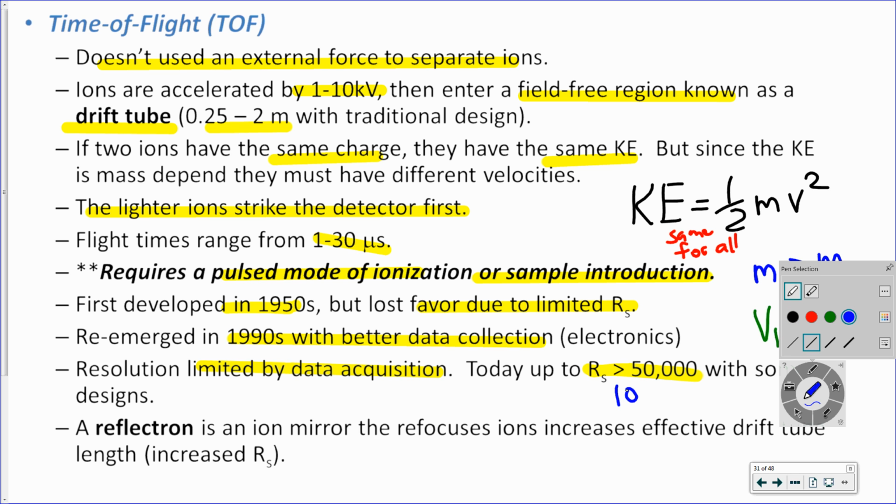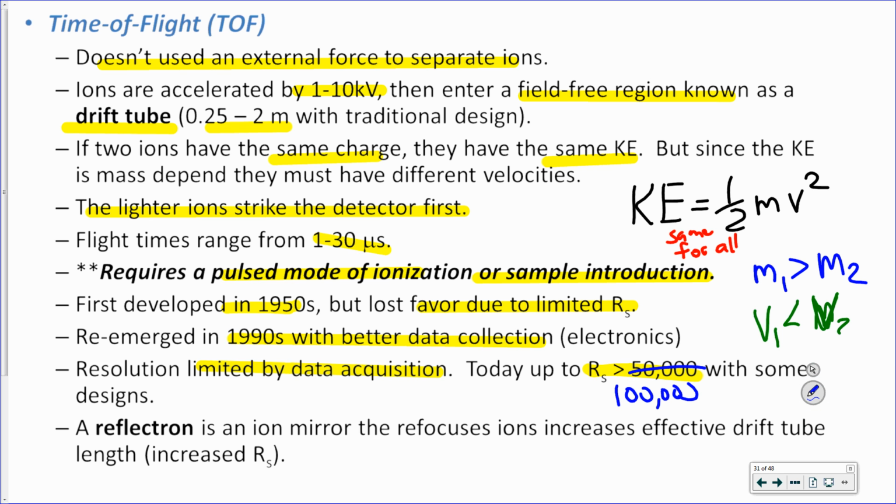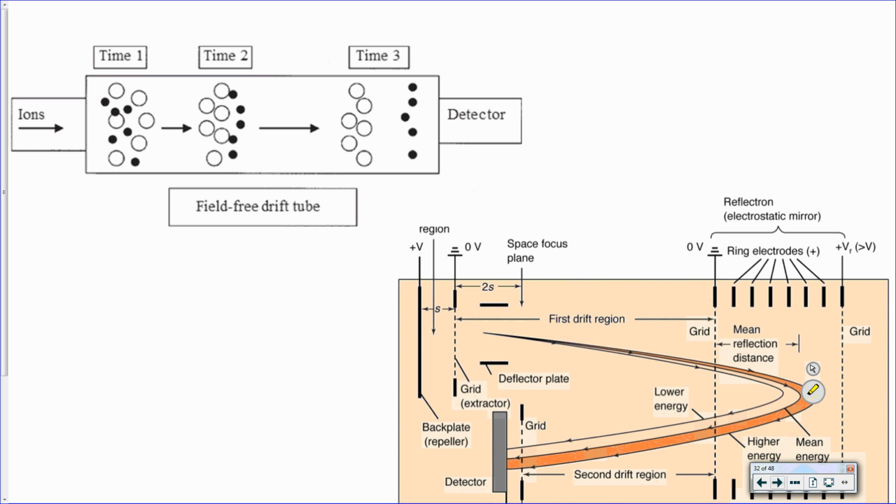Standard instruments today can reach 100,000 resolution, but they can use different designs, and I'll show you how they can take it much higher than that. You play tricks to effectively increase your flight path. A reflectron is an ion mirror that refocuses the ions and effectively increases the flight path, increasing the resolution.